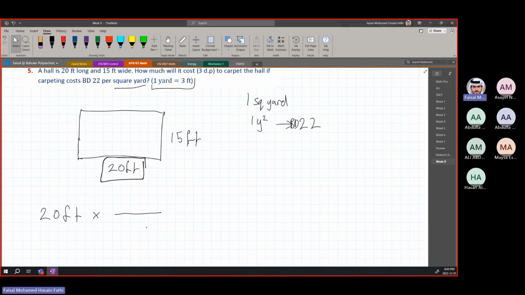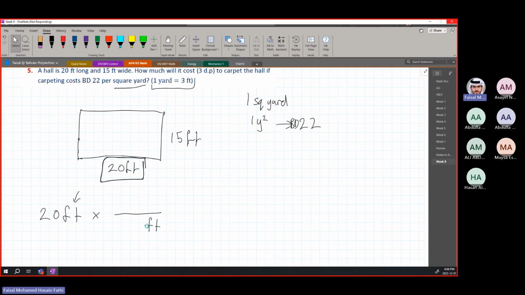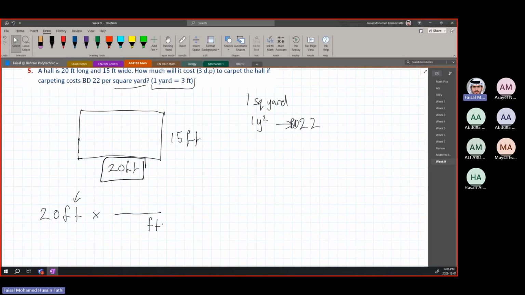Now, what are we trying to cancel out? What are we trying to remove from here? We're trying to remove the feet. We don't want feet, so we want to cancel it. So how do we cancel? We have to divide by feet, right? In this case we can cancel this feet with this feet. So we will put feet down.